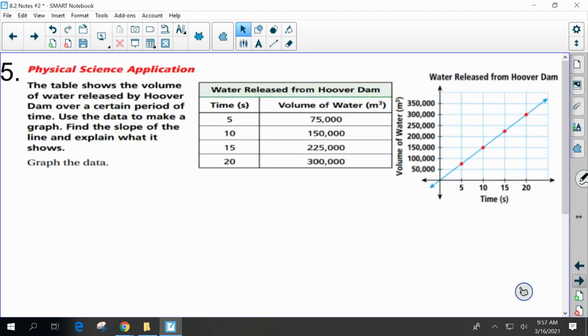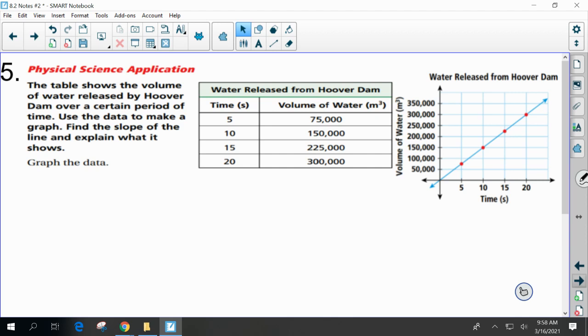Okay, so number 5 is a word problem. The table shows the volume of water released by Hoover Dam over a certain period of time. Use the data to make a graph, which is already done. Find the slope of the line and explain what it shows. So we have a graph. What kind of graph is that? A line, so it is linear. And we need to calculate the slope.